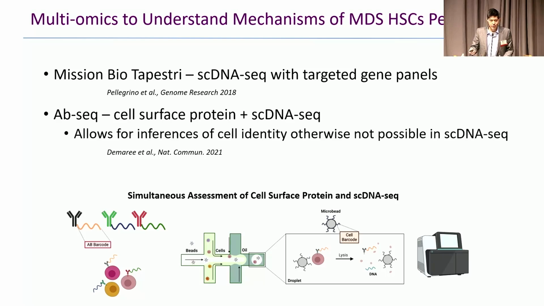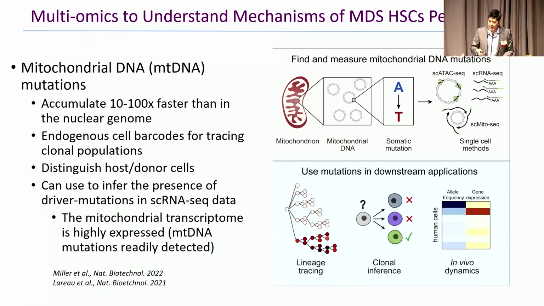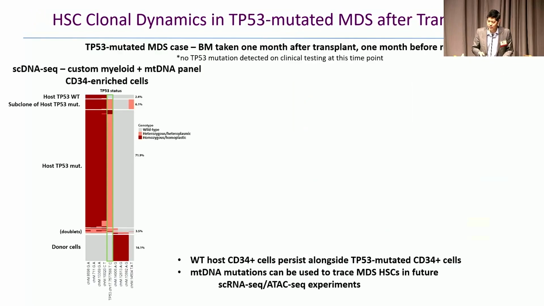So we applied the Mission Bio Tapestri single-cell DNA-seq, which needs little introduction to this audience, and we combined this with AbSeq, which allows us to look at cell surface proteins to infer the cell identity of the cells we're sequencing, as Dr. Yoshida reviewed nicely yesterday. And we used mitochondrial DNA mutations, which accumulate up to 100 times faster than nuclear DNA mutations. And these serve as endogenous cell barcodes that allow us to trace clonal cell populations. And so this allows us to tell the difference between host and donor cells. And because of the pervasive expression of the mitochondrial transcriptome, it actually allows us to infer driver mutation status in single-cell RNA-seq data.